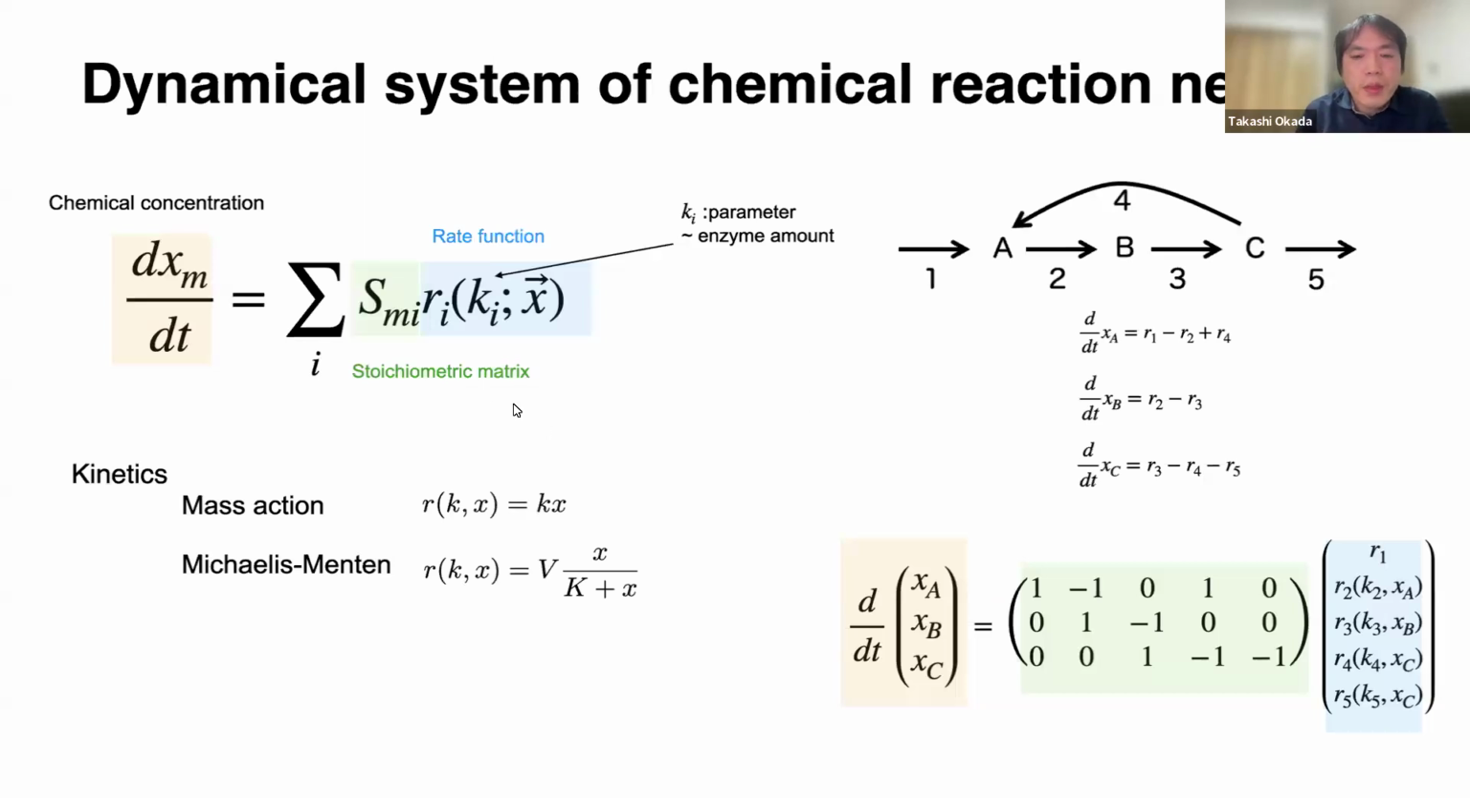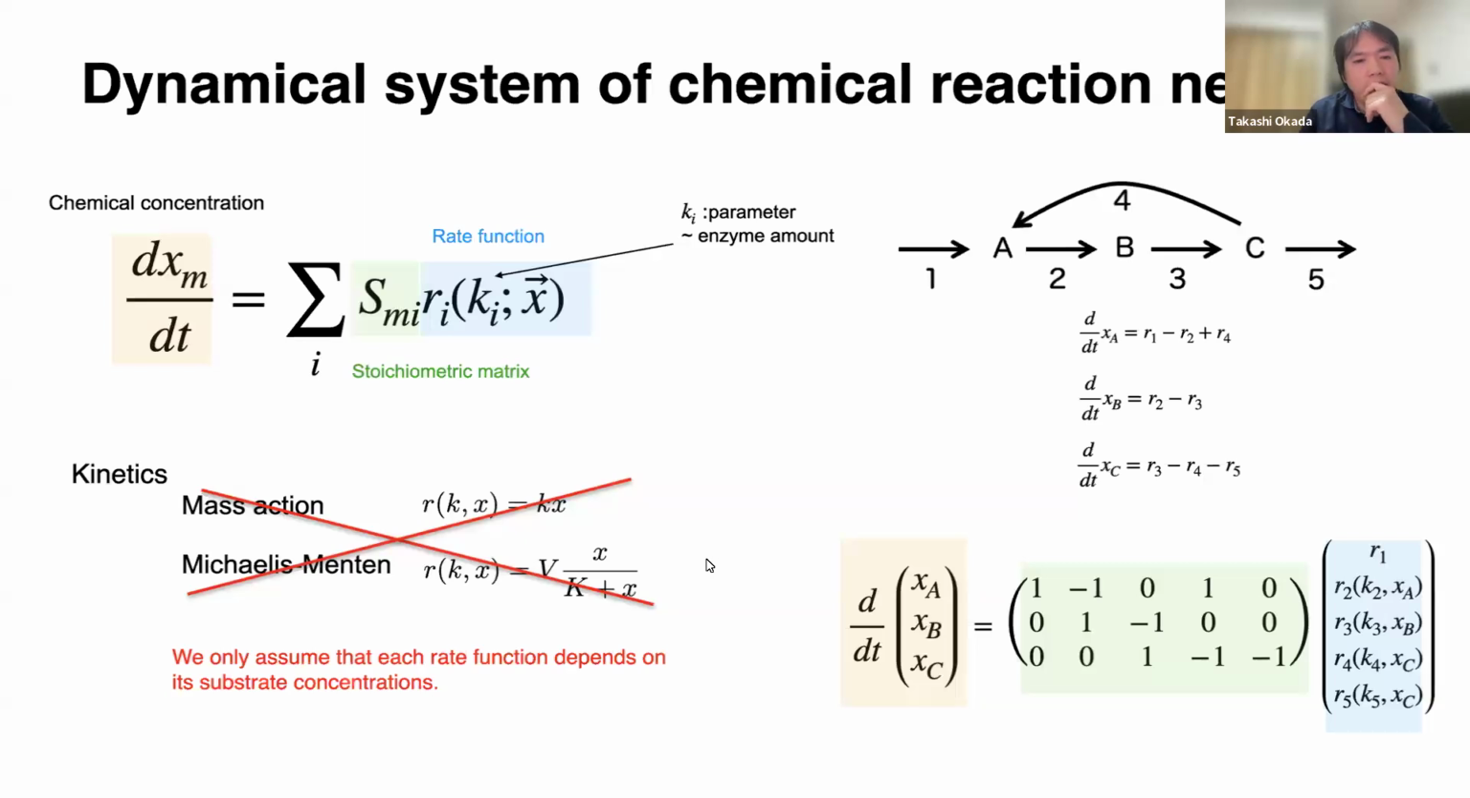the network structure. Regarding reaction rate functions, it is common to assume specific forms such as mass action kinetics or Michaelis-Menten kinetics written here. However, as I mentioned earlier, since we often lack precise knowledge of true functional forms inside of cells, in our approach we don't assume any specific functional form. Instead, we only assume that each reaction rate depends on its substrate concentrations. For example, in this toy network, I assume that R2 depends on the concentration of A, because A is the substrate of reaction 2. So I assume only such structural information.